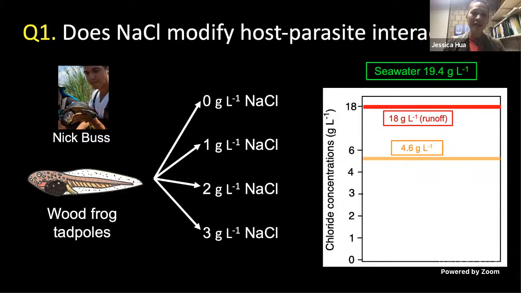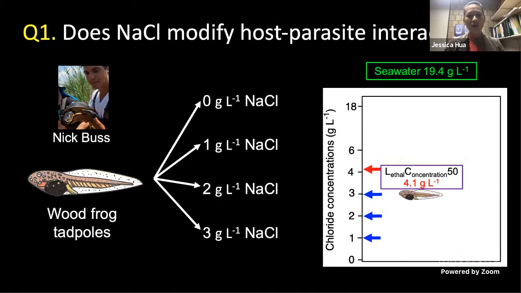In actual wetlands, the highest concentration we found was about 4.6 grams per liter, though the majority of wetlands have ranges of chloride around 0.1 to 1.1 grams per liter. So our concentrations are environmentally relevant, including one concentration that falls into the range found in wetlands, albeit on the higher end. And also these concentrations are sublethal. The lethal concentration for wood frogs is 4.1 grams per liter.